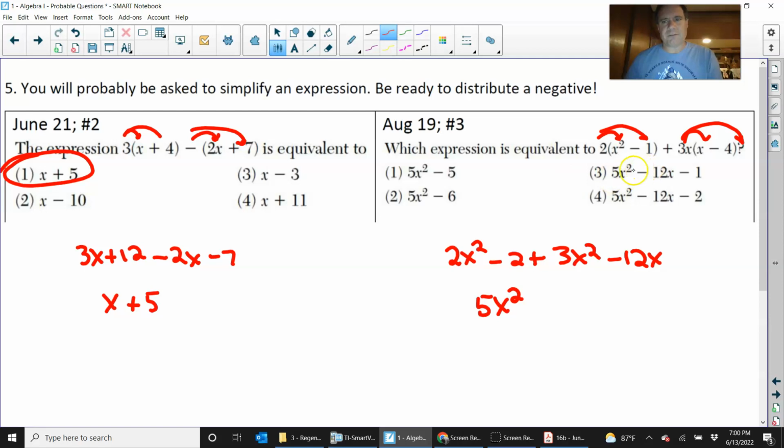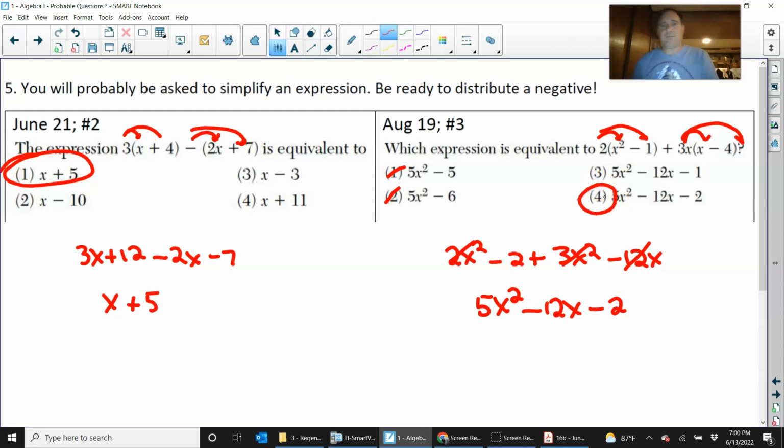5x squared, 5x squared, 5x squared, 5x squared. So we could cancel those out just to get them out of the way. Minus 12x, minus 12x. So these are out. So that's out. Minus 2. This is your answer.